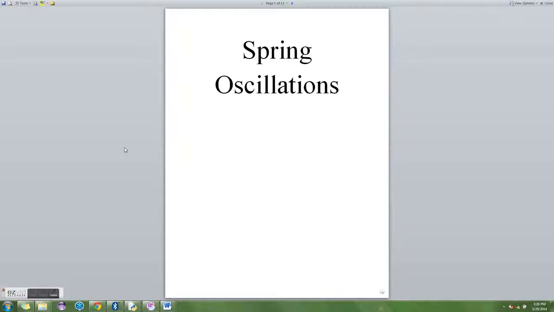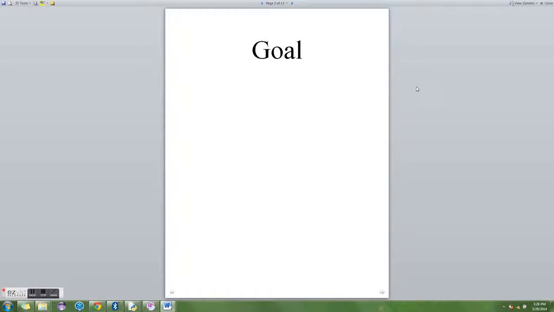So, this is lab 4 on spring oscillations. The goal of this lab is to first compare the model prediction for the movement of the spring mass system to the actual movement of the spring mass system. The second, of course, is to verify the energy principle by getting the total energy for the system throughout the entire time period, and hopefully it should sum to 0.